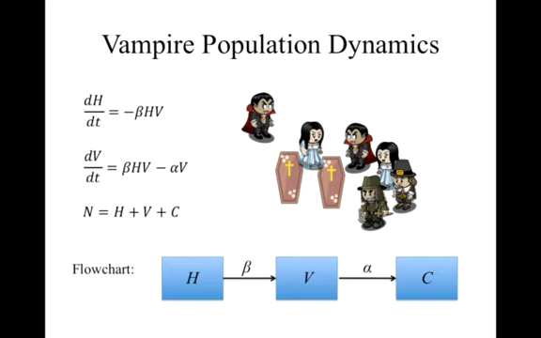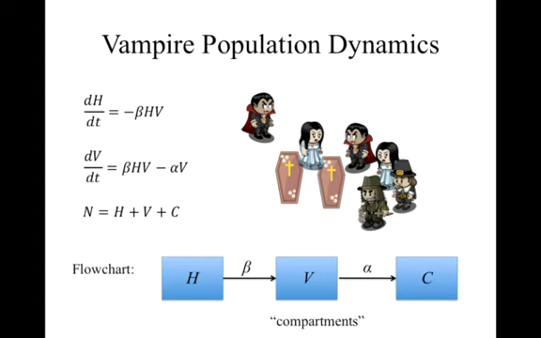The next progression, I can go from a vampire to a coffin. I can't go from a vampire back to a human. That's not happening, right? There's no way for that to happen. But I can go from a vampire to a coffin. So my next arrow takes me from vampire to coffin at a rate alpha. So that's the rate at which the vampire hunter finds vampires and turns them into coffins, seals them into coffins. And again, I can't go back from a coffin to a vampire or a coffin to human. There's no way for that to happen in this system. So there's my flow chart.